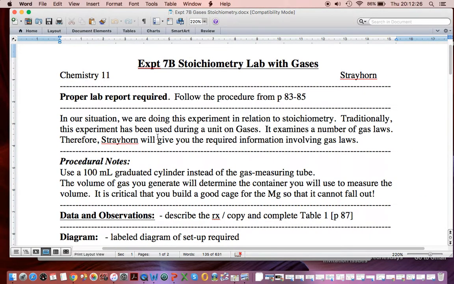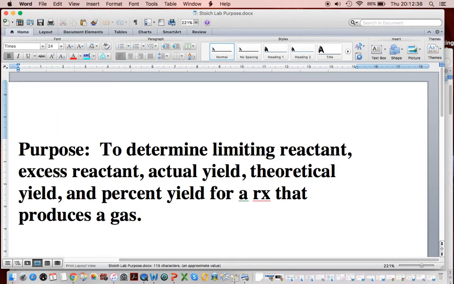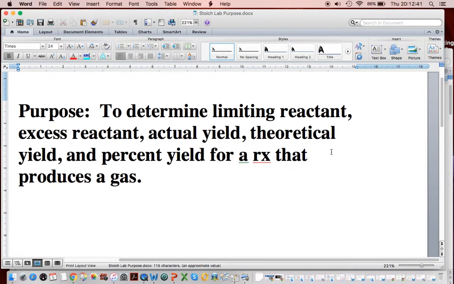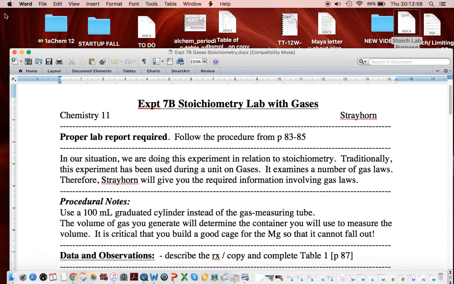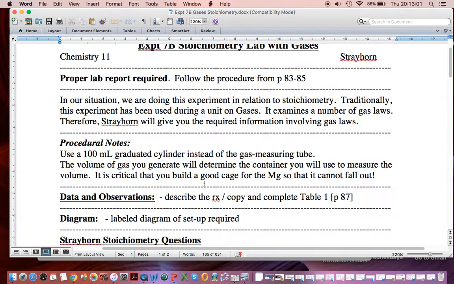You should have this sheet in your package, and I think there's 2 sheets. Obviously it says experiment 7B goes through, and one of our students said, hey, we need a purpose. So there's the purpose for the lab if you want it in one sentence, otherwise you copy out the objectives in the lab report. But basically we're going after everything: limiting reactant, excess reactant, actual yield, theoretical yield, percent yield. And we're basing it on a lab reaction that gave us a gas. So yes, we need a proper lab report.